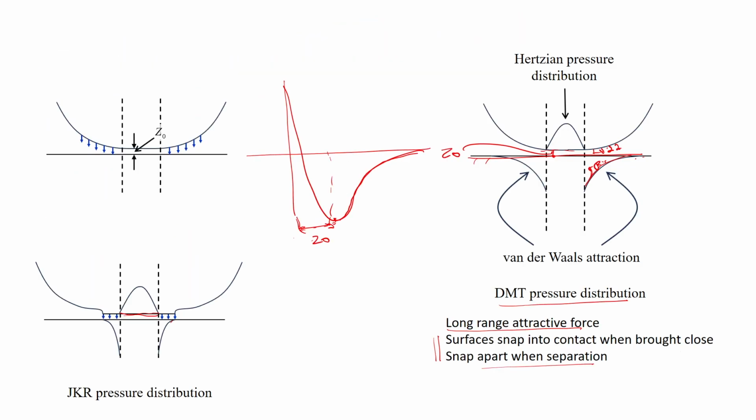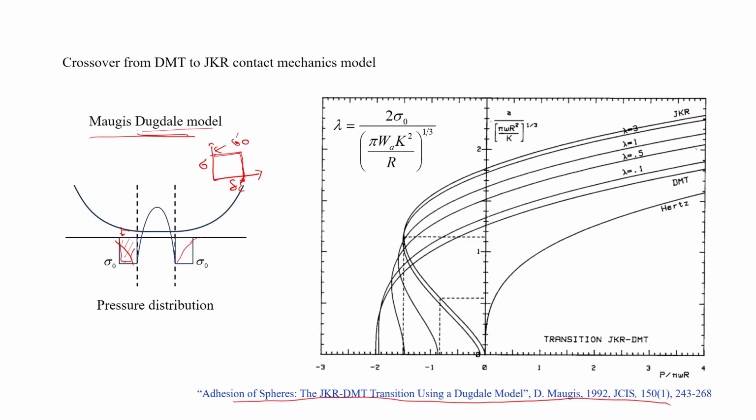That was the way these things happened, and he came out with this particular parameter lambda, and then he drew these dimensionless curves, P by pi W r against the dimensionless contact area. He shows from the Hertz model to DMT to JKR with respect to different values of this quantity lambda, and that way he described the crossover from DMT to JKR.